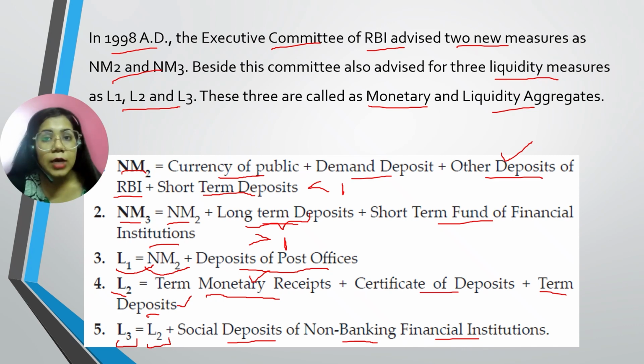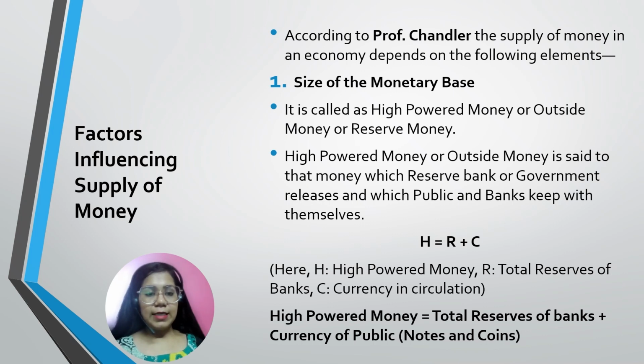So now let's go to the next slide, where we will see what the factors are which influence the supply of money. According to Professor Chandler, the supply of money in an economy depends on the following elements. The first main component is the size of the monetary base, which influences the supply of money. It is also called high powered money or outside money or reserve money.